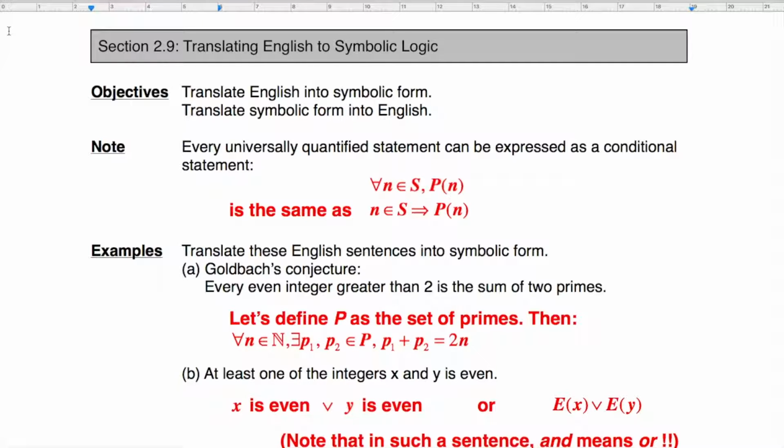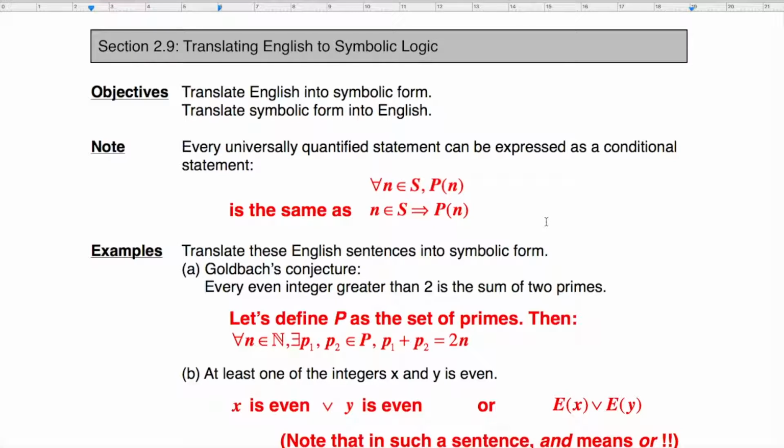So a note to start this: every universally quantified statement can be expressed as a conditional statement. What does it mean? It means if we have a property P, then instead of writing for all n in S, P of n, we can say if n is in S, then P of n. They mean the same thing. So every universally quantified statement here can be expressed as a conditional statement here.